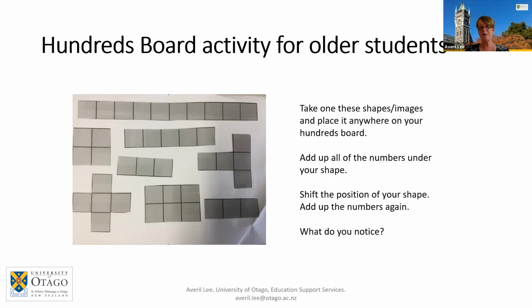With this one here, if I place that on the hundreds board like that, it's got the 1, 2, 3 covered. If I asked you to add those three numbers up, you would get 6. If I moved it across and put it on the 3, 4, 5 section and asked you to add that up, you would get 12. If we dropped it down and put it on the 14, 15, 16, you would get 45.